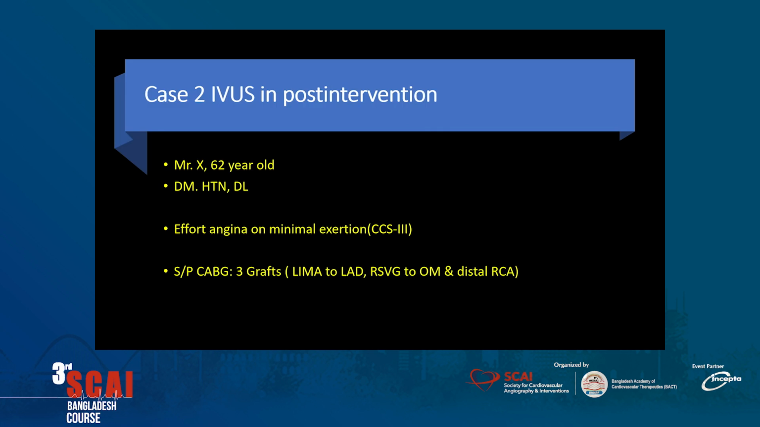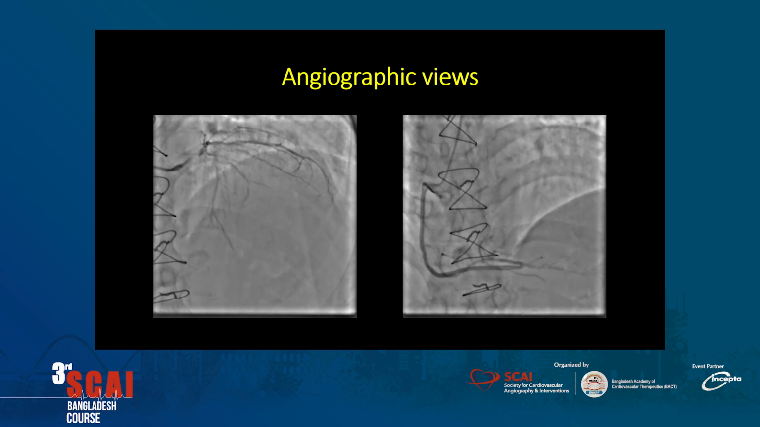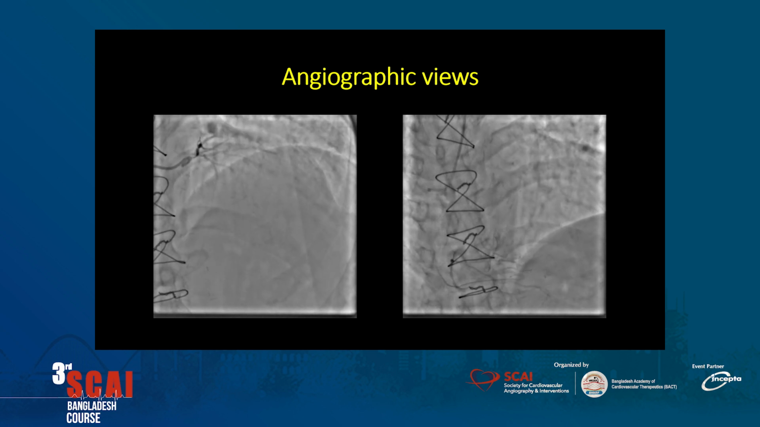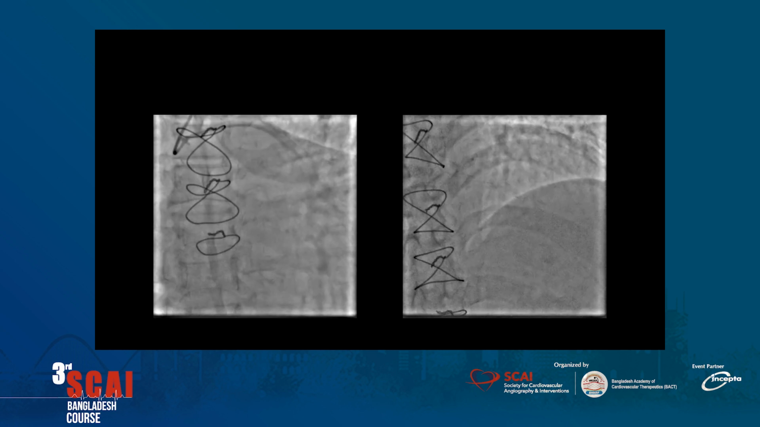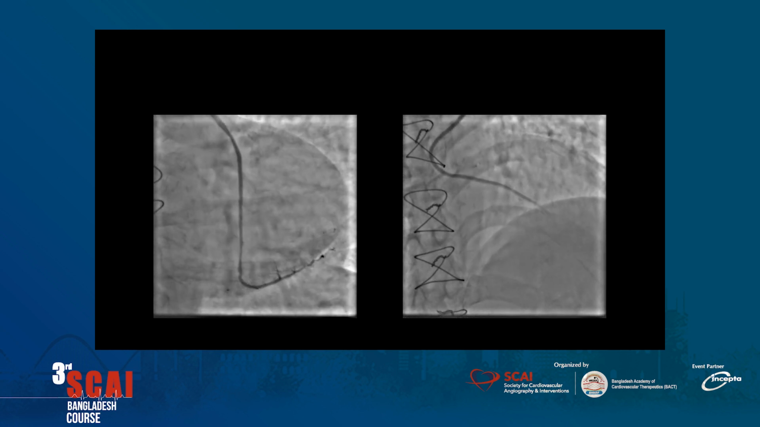Now, the second case is for IVUS in post-intervention. So when we use IVUS in post-intervention, how it helped us. Mr. X, 62 years old, came with CCS class 3 angina, CABG history with 3 grafts: LIMA to LAD, RSVG to OM, and distal RCA. You can see the LAD is blocked after the mid segment, the RCA is 100% occluded from the ostium, and the RCA graft is patent. The OM graft has disease, 70% distal. LIMA is patent.